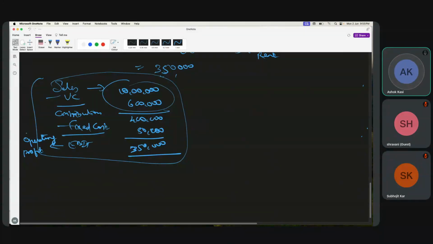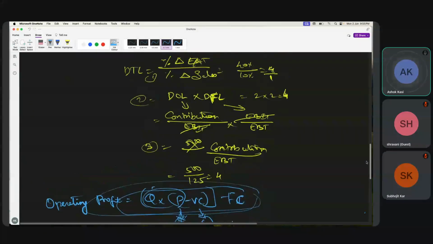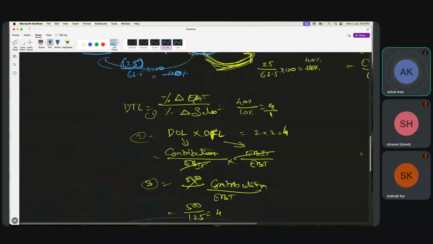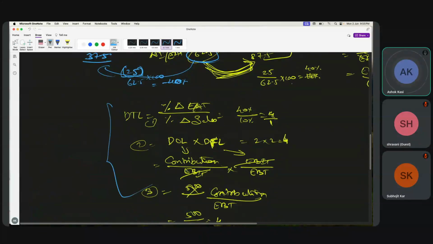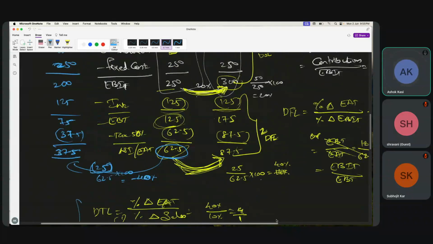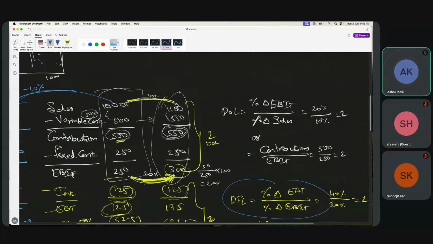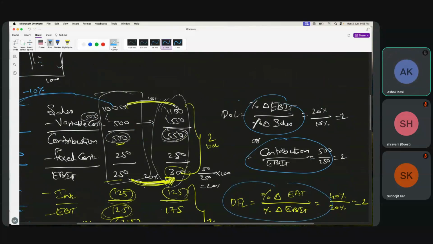They have not given all the formulas here, but it is better for you to remember all the formulas. Okay, you never know. So all these formulas you should know. Here also, this degree of financial leverage, this base case formula, you should know.